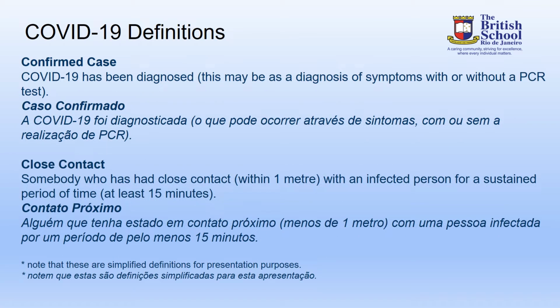Please note these definitions have been simplified slightly for the sake of the presentation. They help us to determine which pathway of action to take. A confirmed case is when COVID-19 has been diagnosed. This may be as a diagnosis of symptoms with or without a PCR test. A close contact is somebody who has had close contact within 1 metre of an infected person for a sustained period of time, at least 15 minutes.